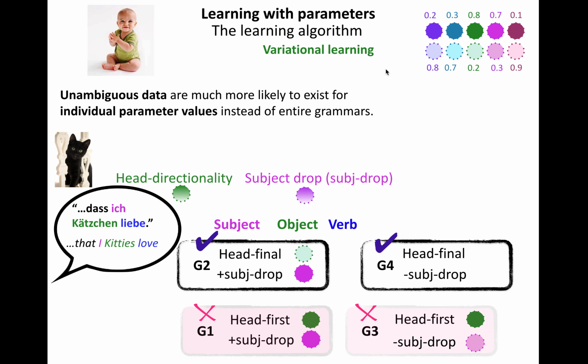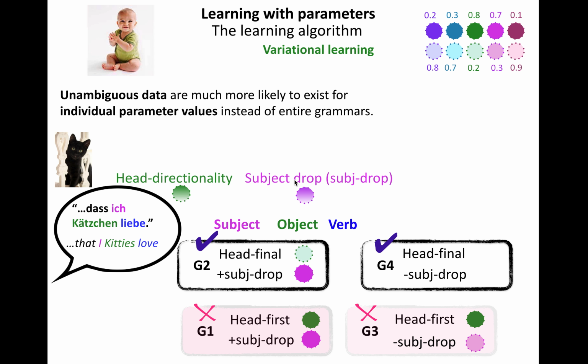So let's consider this idea of unambiguous data at the parameter level and how we can benefit from this if we're using a variational learning algorithm. So let's consider our data point from before, our subject, object, verb data point. And here we have two parameters with different values. Head directionality, where we can have head first versus head final, which head final is predicting object verb, and that's good. Head first is predicting verb object, doesn't match, right?